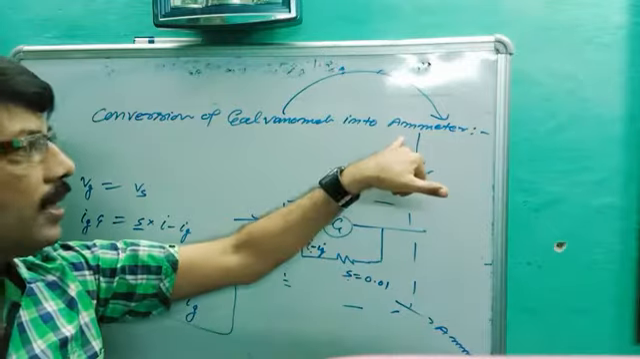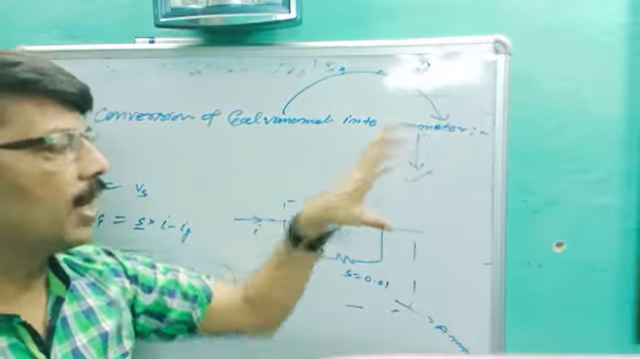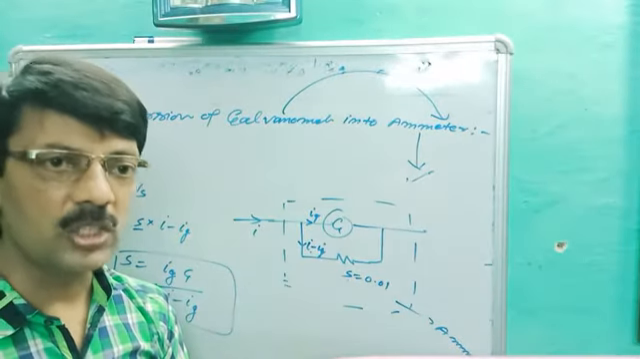Once again, an ammeter is a device which measures the current. For an ideal ammeter, the resistance should be 0. Very important.